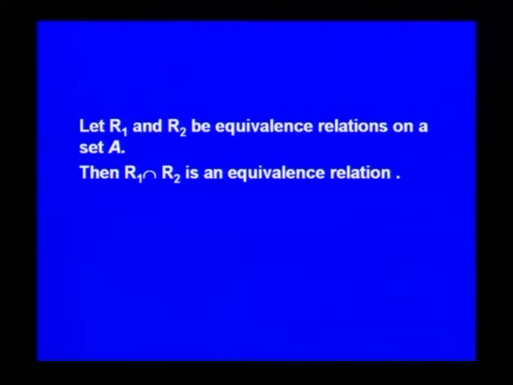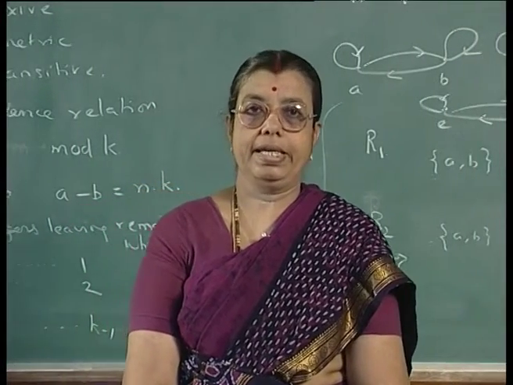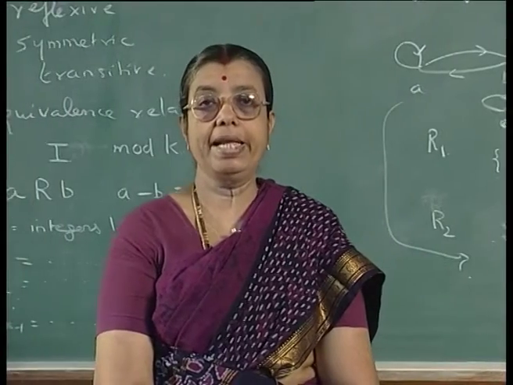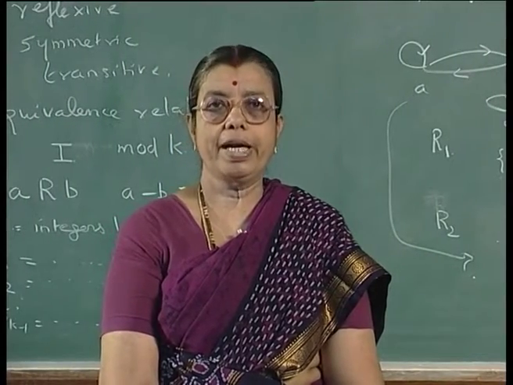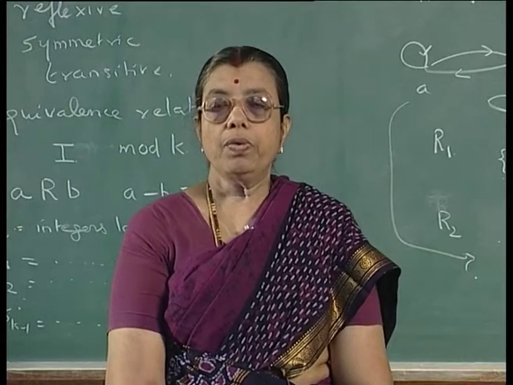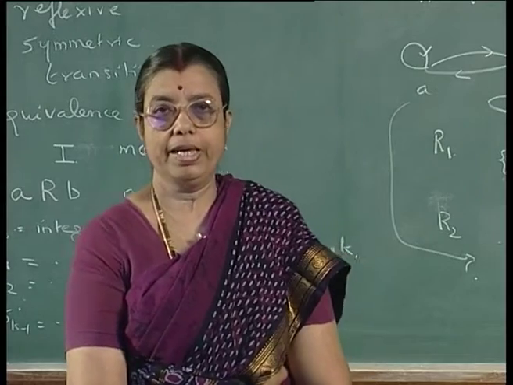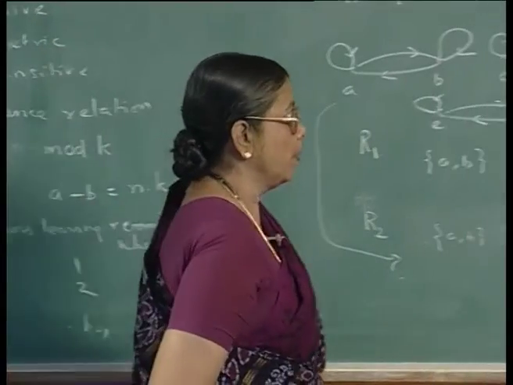Now, what do you mean by the intersection of equivalence relations R1 and R2? We know that a relation is essentially a set. It is a set of ordered pairs. A binary relation is a set of ordered pairs defined on a set A cross A. So, you define R1 and you define R2 as sets, and you can define R1 intersection R2.